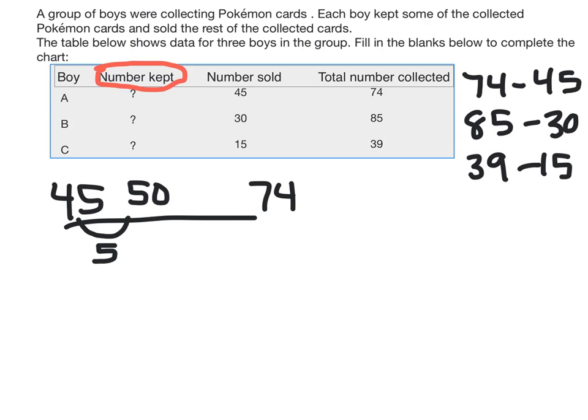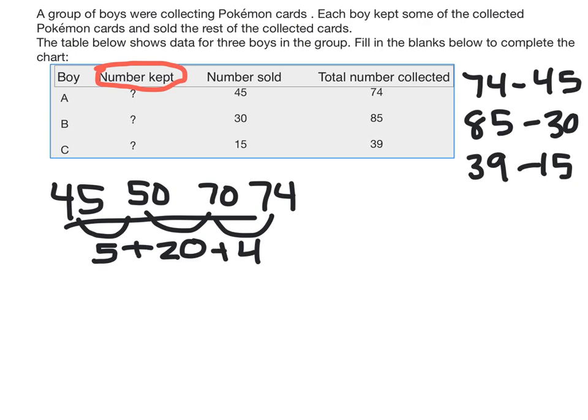Then what could we do? From 50 to what? We're trying to get to 74. We go from 50 to, let's say, 70. And 50 to 70 is going to give me 20. And our final jump, let's go from 70 to 74. And that is going to be 4 jumps.